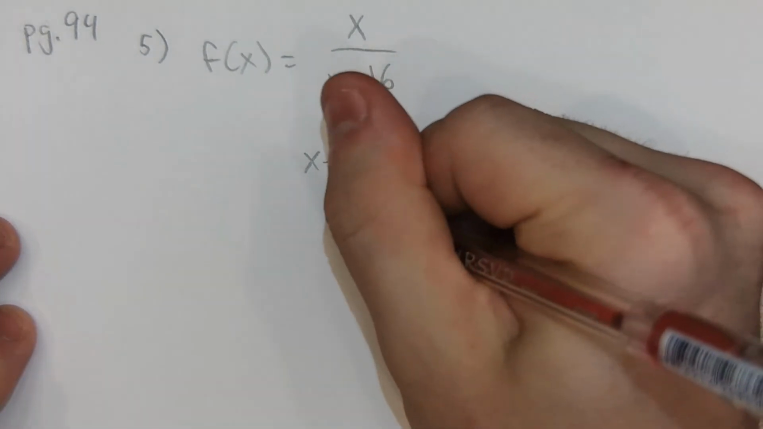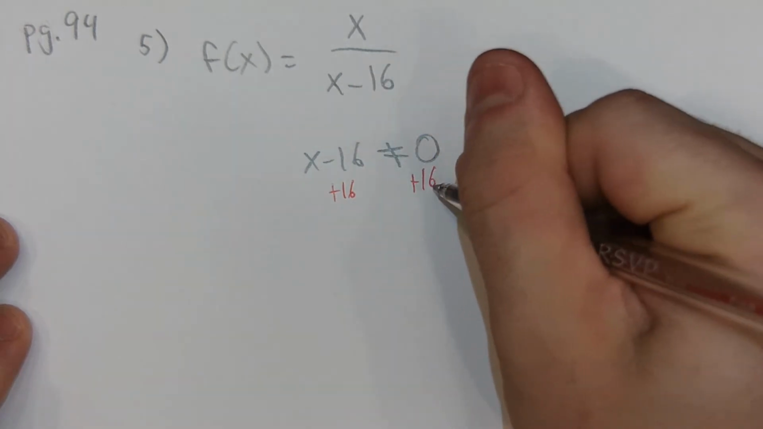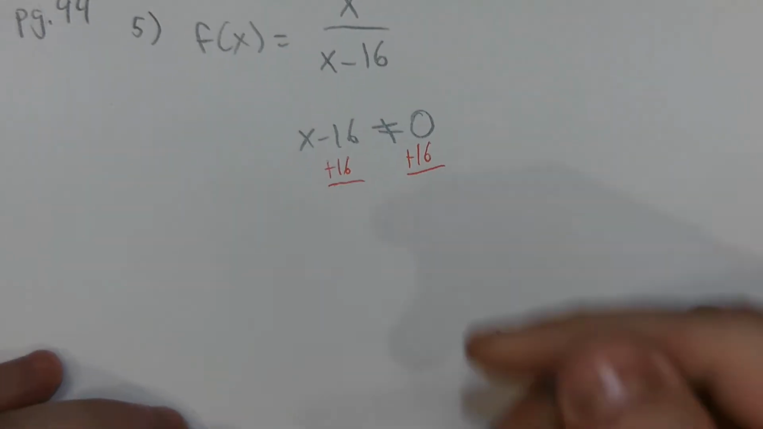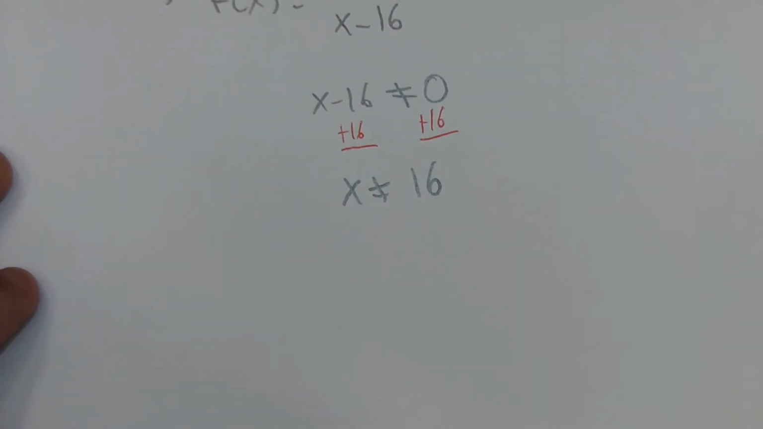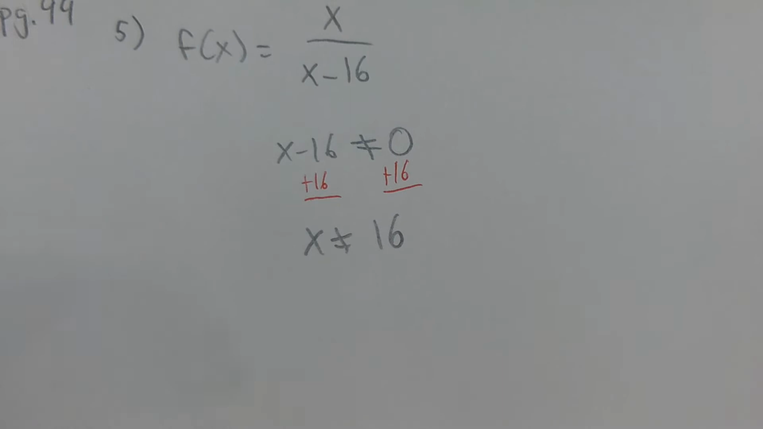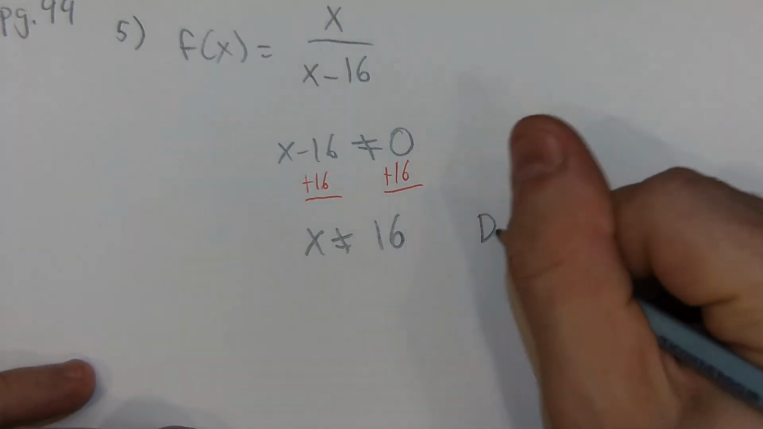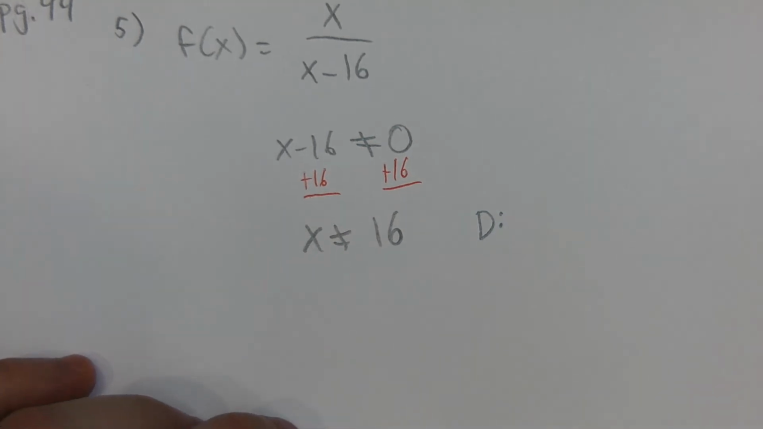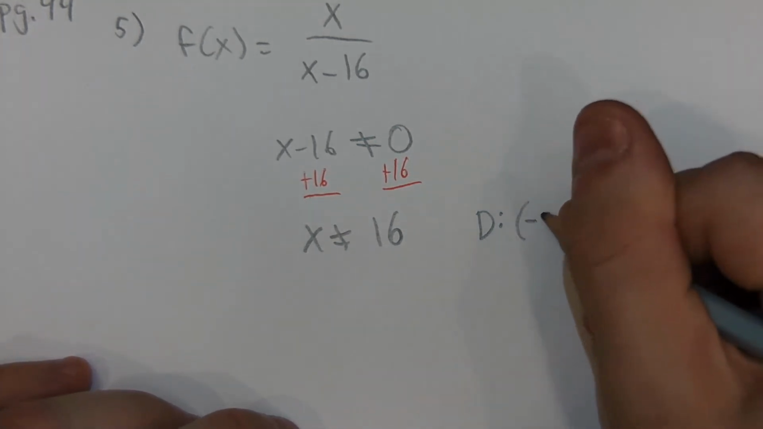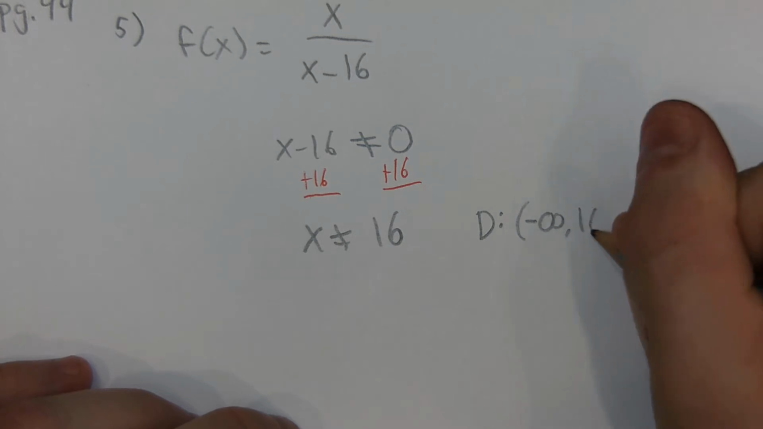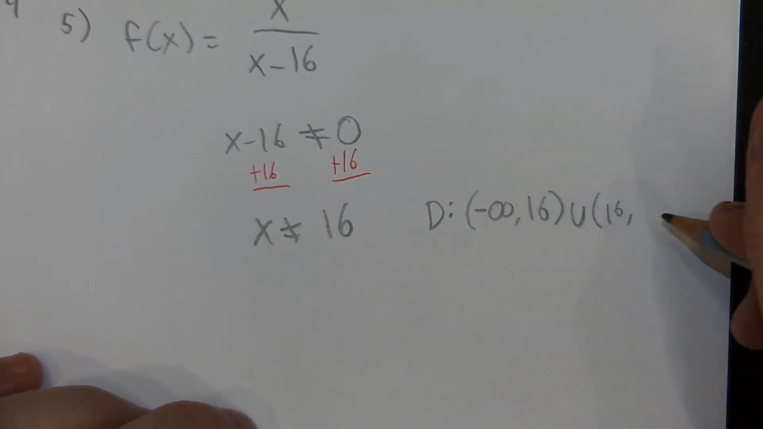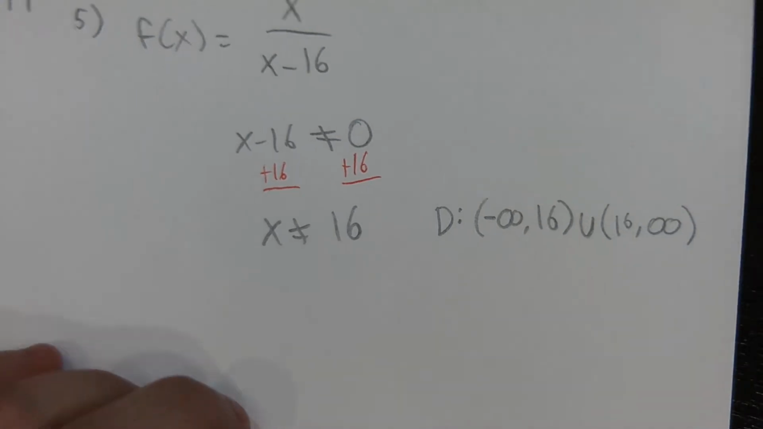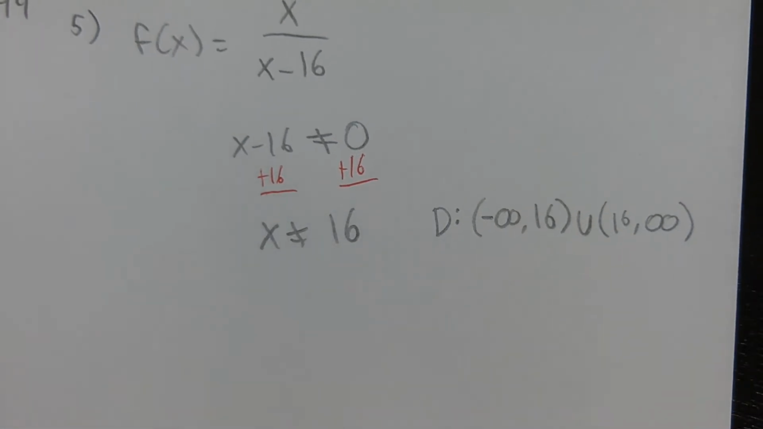We go, okay, well, if we add 16 to both sides, what we're going to get is that, oh, x simply cannot be the number positive 16. That's the only problem that this function has, when x equals positive 16. So its domain can be written as all real numbers except for the number 16, which looks like this. Negative infinity, up to 16, union, and then hop over 16 and continue along your merry journey to positive infinity. Boom, there it is.